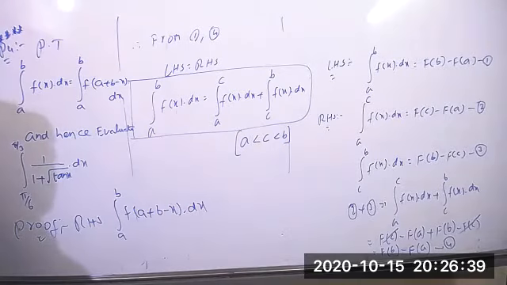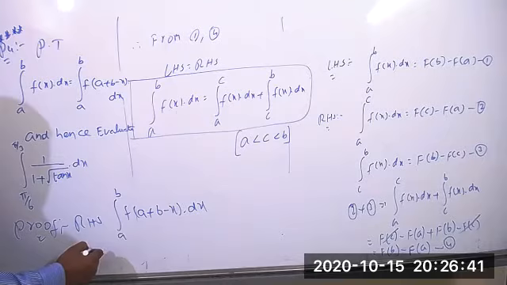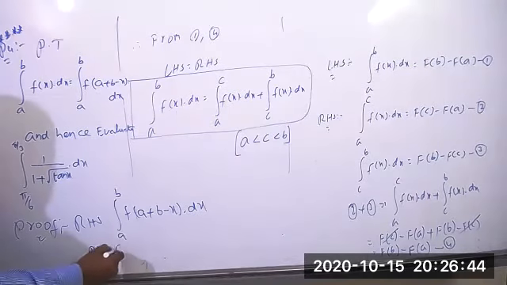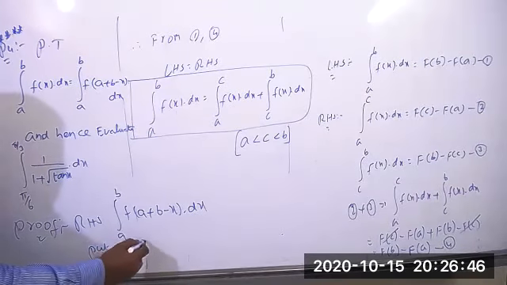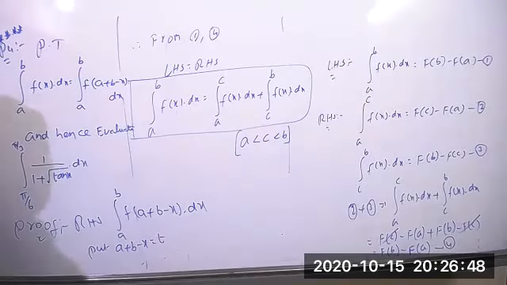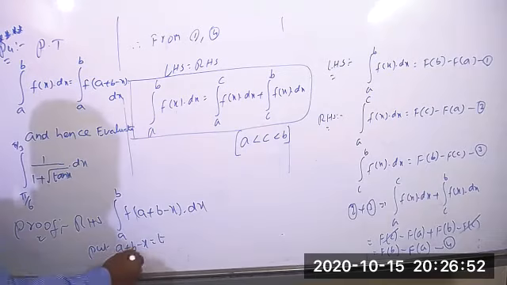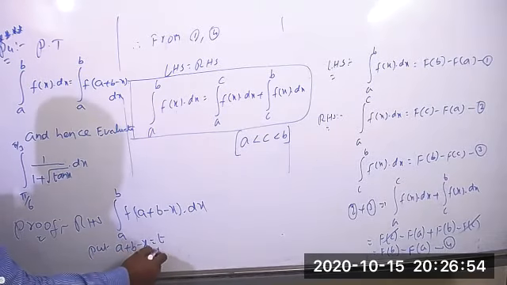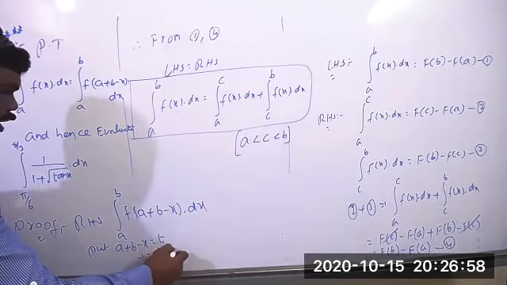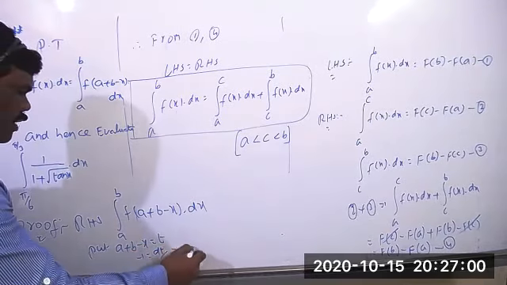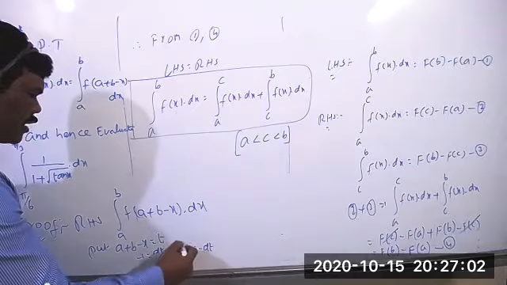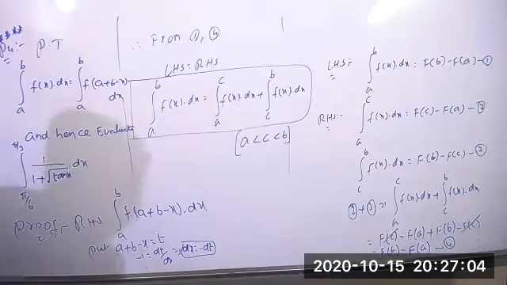Here I am taking the substitution. Put a plus b minus x equal to t. Differentiating with respect to x, what do you get? Minus 1 equal to dt by dx. So that implies the value of dx equal to minus dt.